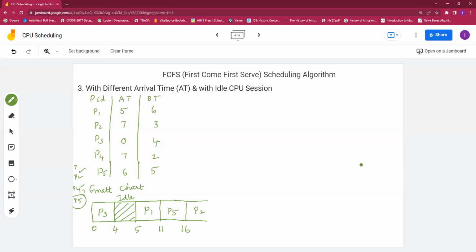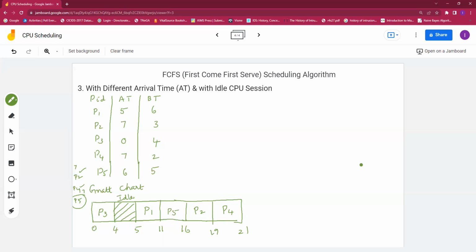Now P2 executes for how many milliseconds? 3 milliseconds. So it is 16 plus 3, it is 19. And finally your P4 will come in. It is executing for 2 milliseconds. That means it is 19 plus 2, it is 21. So this Gantt chart is over.